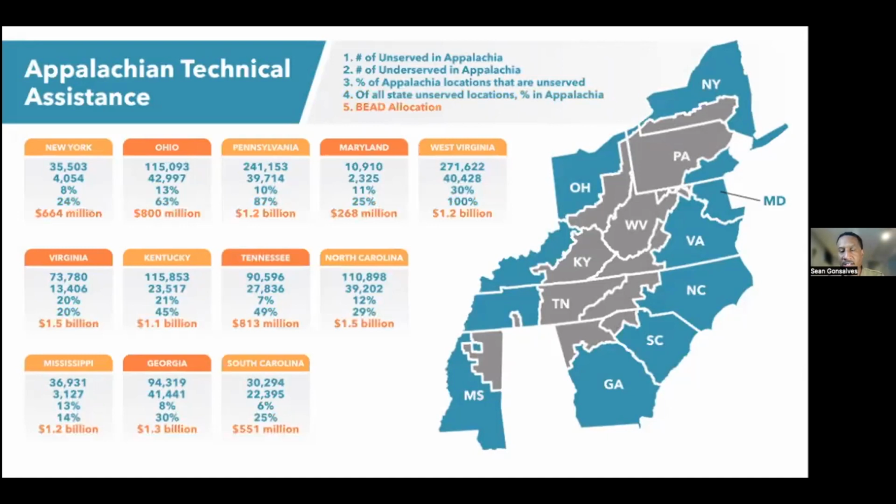And then here is a slide to remind everyone of how much each state is getting in terms of their BEAD allocation that will target unserved and underserved regions.